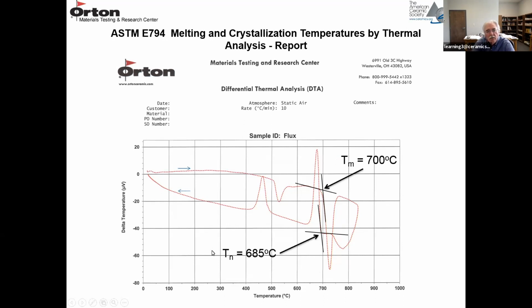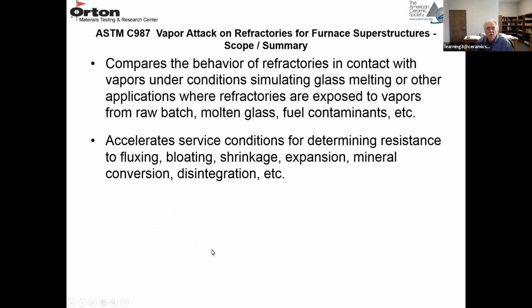You can pick up phase transitions, crystallization points, melting temperatures. So it's a very useful test to try to figure out what's going on in your refractory material. That in combination with the thermal expansion dilatometer type test, you can set up your heating schedule to sinter or fire your refractories.